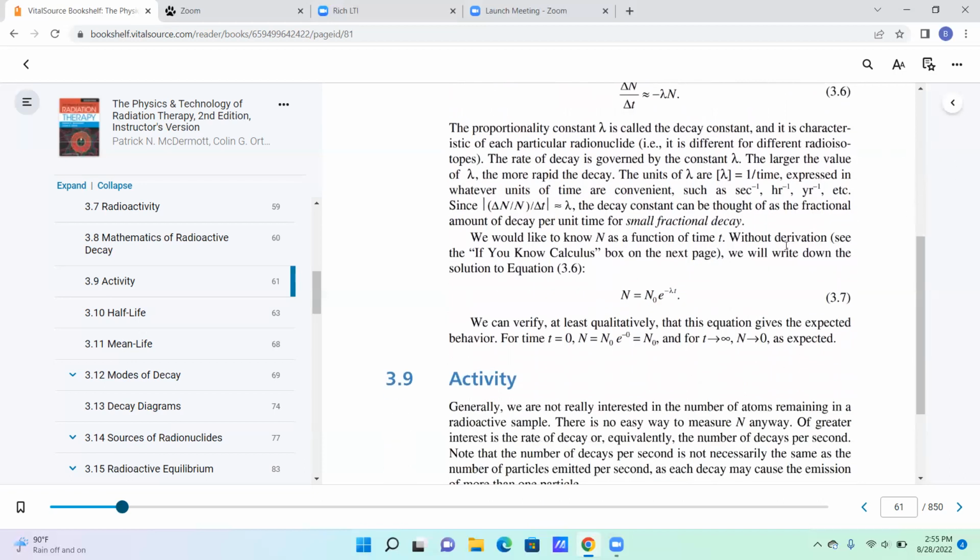We'll get to a section here where, if you know calculus, you can sort of see how all of this fits together. If you're not familiar with calculus, then the amount that you see of the nuclide is going to be equal to the original amount times this function of t.